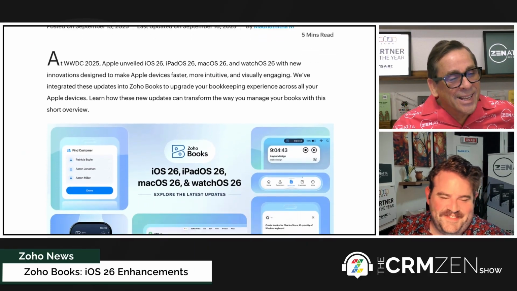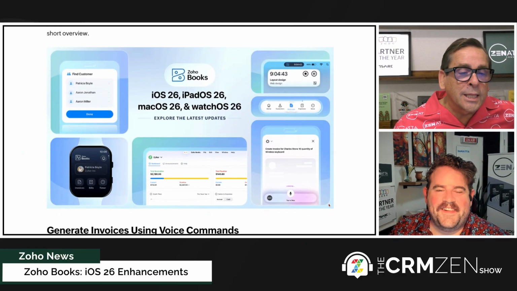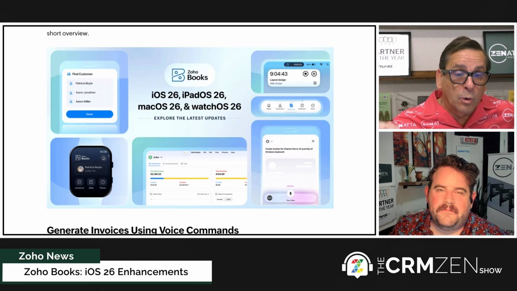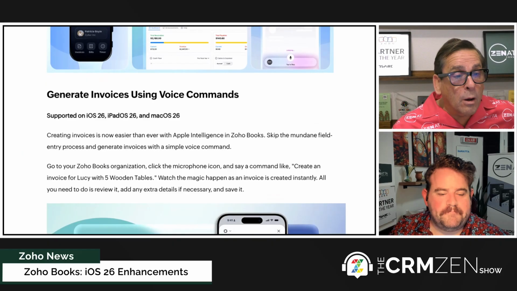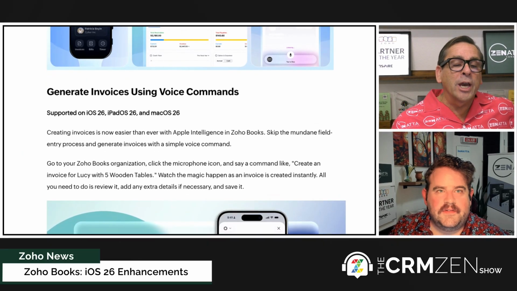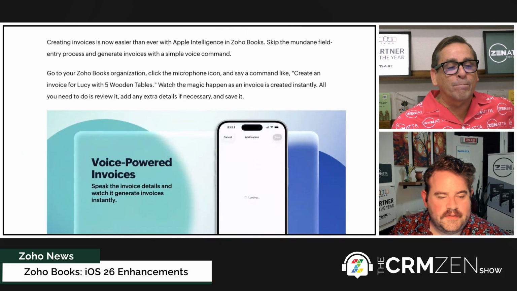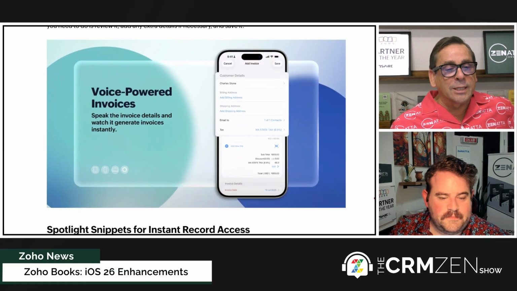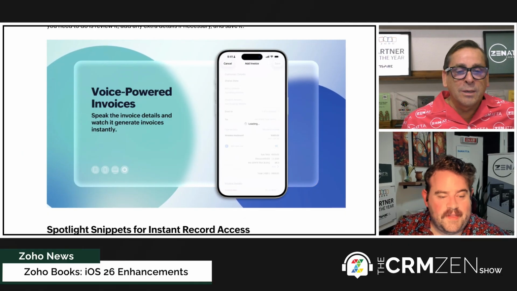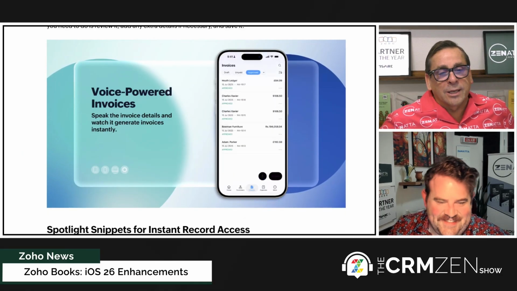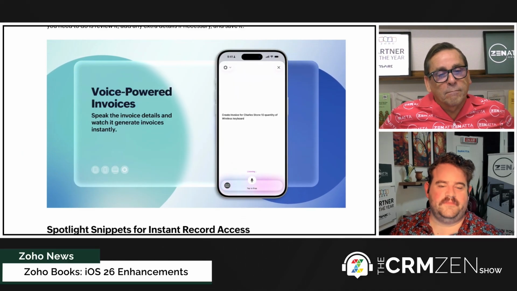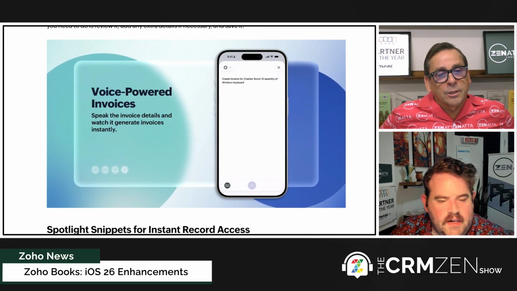So anyway, hey, on to the Apple devices here. So basically Apple released a whole bunch of new features, and Zoho's incorporated them. Some of them are cracking me up as we go through this. You can generate invoices using voice commands. So I can speak, invoice Greg for $1 million. Anyway, it's going to basically create the invoice and send it out to you. So it's kind of nice.